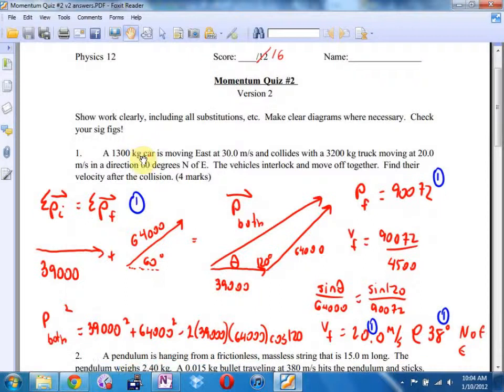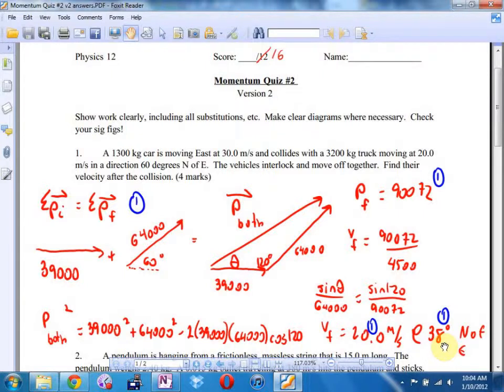So I did the cosine law, 39,000 squared plus 64,000 squared, and so on. I got a momentum of 90,072 divided by the mass of both to get a speed of 20.0. Then I need to find an angle. The angle is right there. Sine of theta over 64,000 equals sine of 120 over 90,072. Cross multiply, shift sine, 38 degrees north of east. Or you could also have 52 degrees east of north.